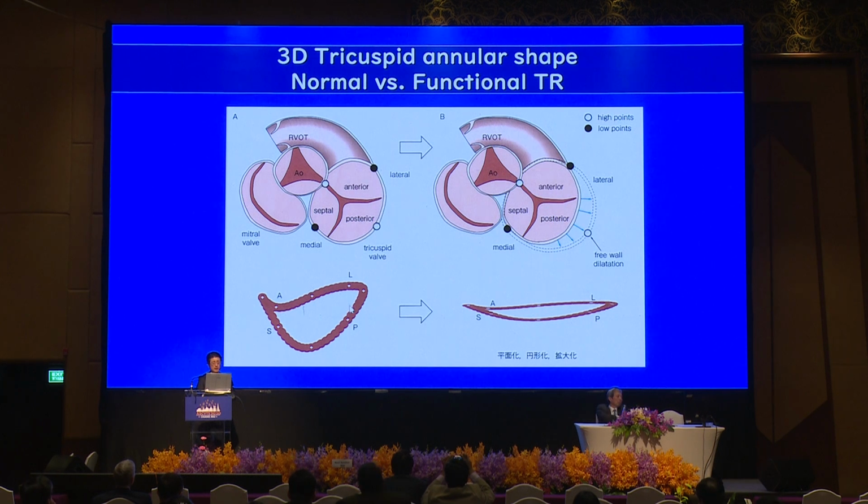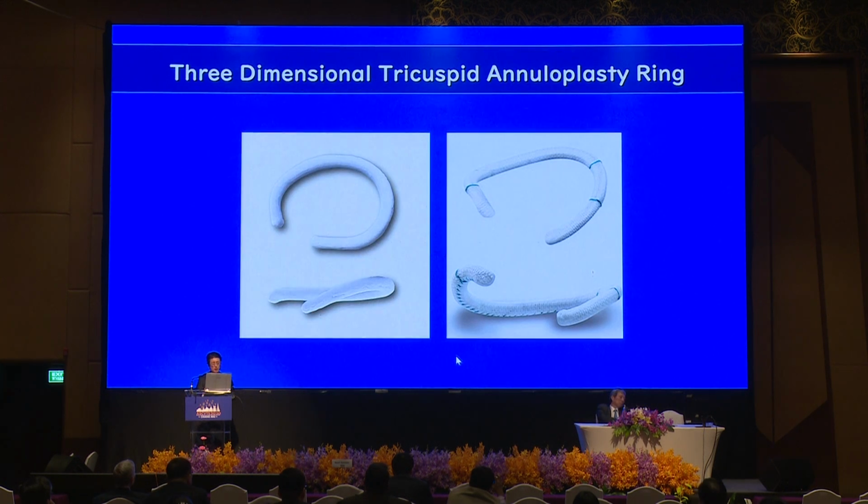And that three-dimensional shape is going to disappear or be affected with the progression of TR, or tricuspid annular dilatation. With the presence of significant TR, the shape of the tricuspid annulus becomes flattened and circular. To treat significant TR, three-dimensional tricuspid annuloplasty appeared.